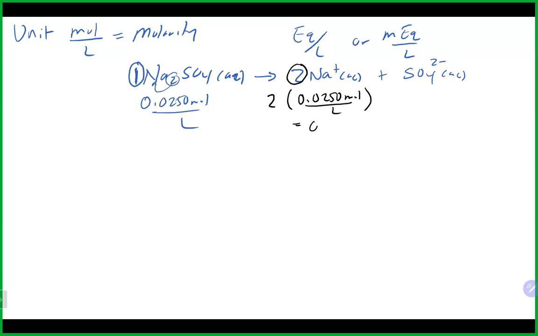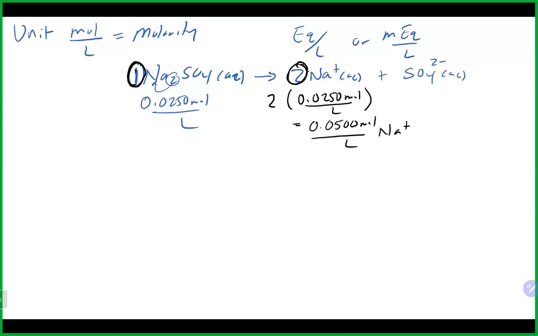0.05 moles per liter. And that would be the concentration of the sodium ions in this particular case. And again, it's really just like stoichiometry. For every one of these, I get 2 of these, twice as much in there. So you have to multiply the concentration by 2.